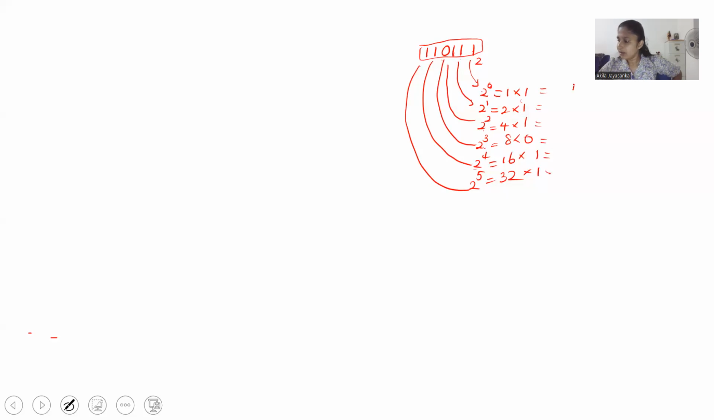Now we can multiply these values. 1 by 1 is 1, 2 by 1 is 2, 4 by 1 is 4, 8 by 0 is 0, 16 by 1 is 16, 32 by 1 is 32. Let's add these numbers together. 6 plus 4 is 10, 10 plus 2 is 12, 12 plus 2 is 14, 14 plus 1 is 15. Let's place 5 here and the remaining 1 here. 3 plus 1 plus 4, 4 plus 1 is 5. This is the decimal value.